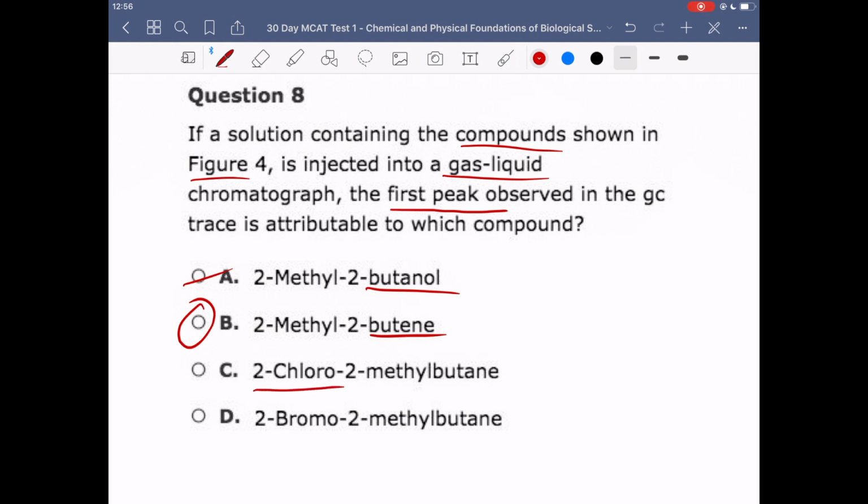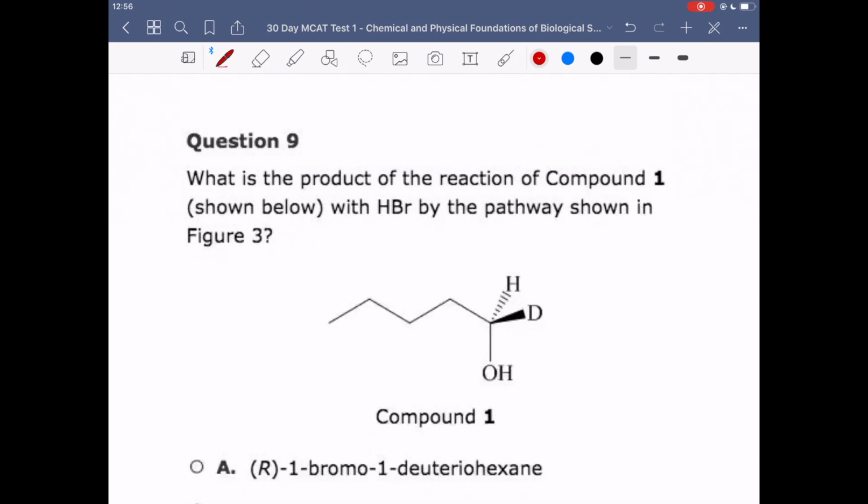And then the chloro compound and the bromo compound are going to have the dipole interaction, so they are not going to be the first peak. That's it for question 8.